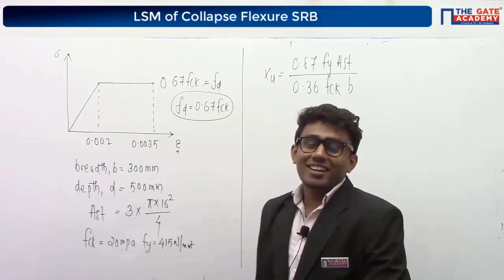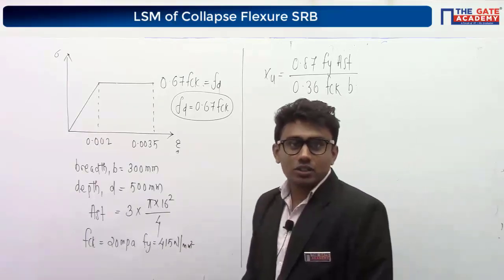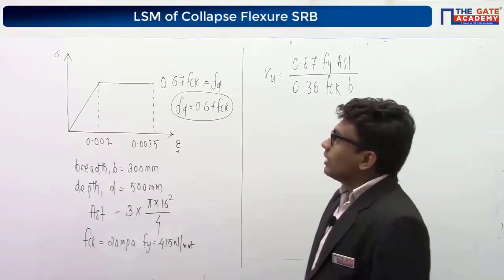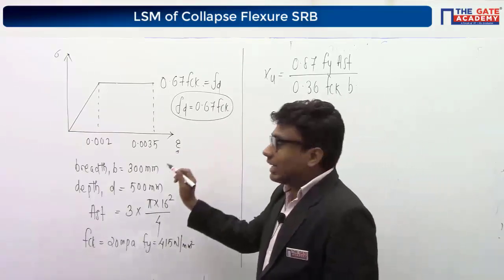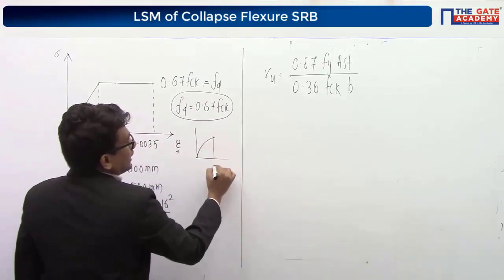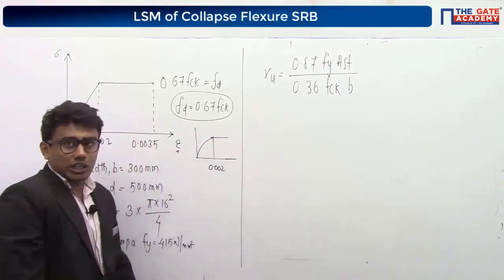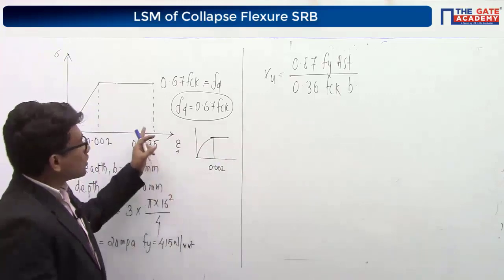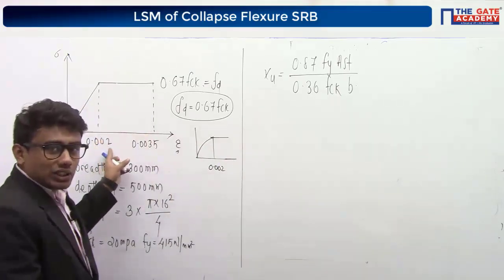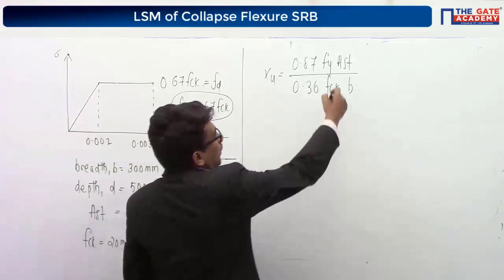Why is it wrong? Some of you will do this. I told you many times you cannot use this equation. Why? Because I obtained this equation by considering a stress strain curve like this: a parabola till the strain value 0.002 and then uniform till the strain value 0.0035. But here the stress strain curve is not given like this. It is a linear curve till the point 0.002 and uniform till 0.0035. So I cannot use this equation here.